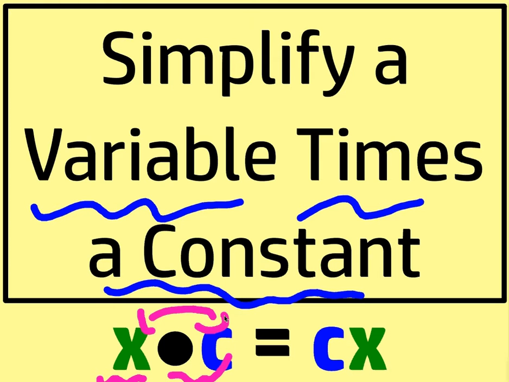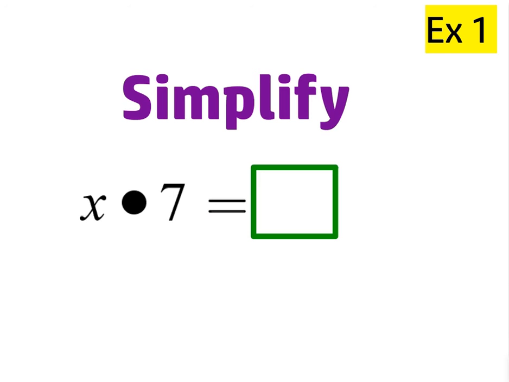okay? And we can do that. Why? Because the order in which you multiply two numbers doesn't matter. That's called the commutative property of multiplication. Switch them, and then, again, like we did last time, ignore the multiplication sign and just bring them together. So therefore, x times c is equal to cx. Let's take a look at some examples.